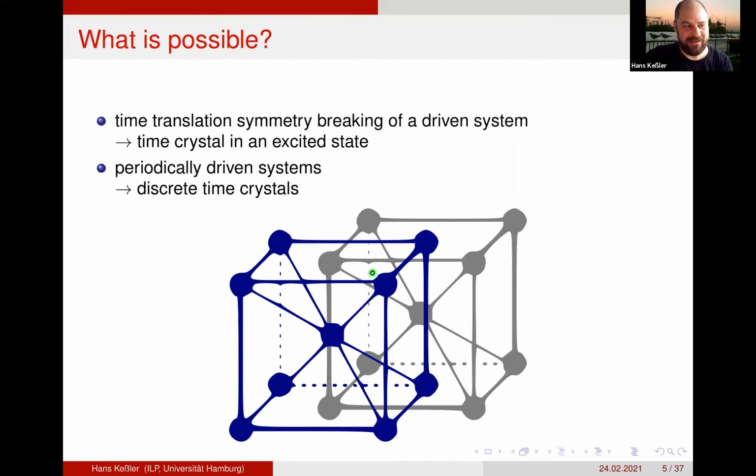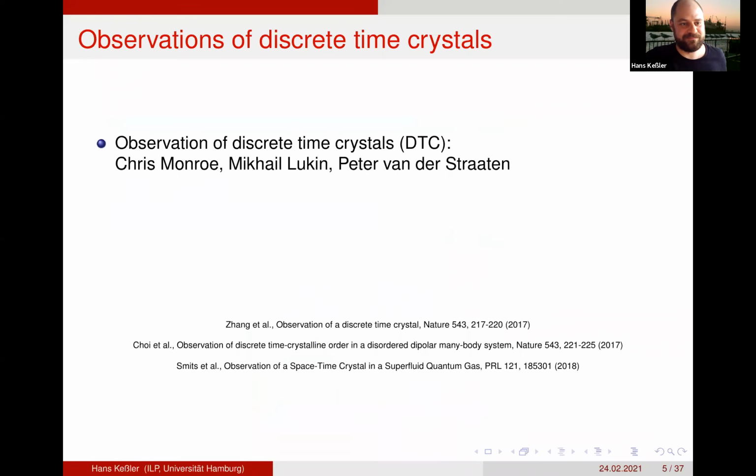It's a bit like in a solid state system, where you offer two sublattices, and the system in the end picks one of them. Which one the system decides on is triggered by quantum fluctuations. This is the idea of this kind of system. It was already observed in the groups of Chris Monroe and Michael Lukin, so these were the first two. And shortly after, Peter van der Straten realized a discrete time crystal as well.